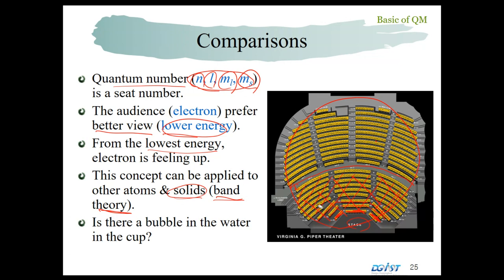And also, there's a simple example. Let's assume all seats are occupied in this first level. If you want to move to the next seat, there is no chance because all seats are occupied. But if there is one empty seat, and the next person moves to that empty seat, and all those people keep moving to the next seat, then it looks like the empty seat is moving. That's the concept of the hole. That is also a very important concept in solid state physics. Those are what we call quasi-particles.